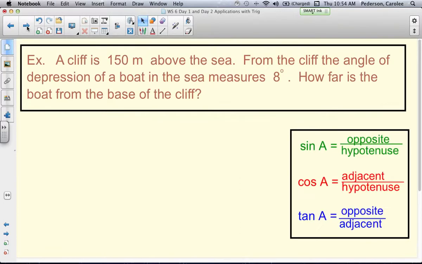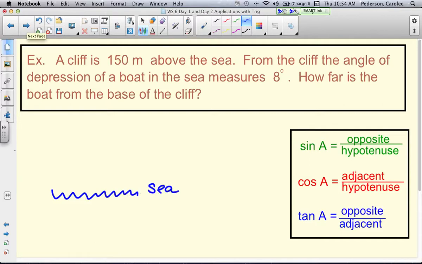So here's the first question. We have a cliff, and the cliff is 150 meters above the sea. From the cliff, the angle of depression of a boat in the sea measures 8 degrees. How far is the boat from the base of the cliff? So we want to draw a few things. We want to draw the sea. So here's our sea.